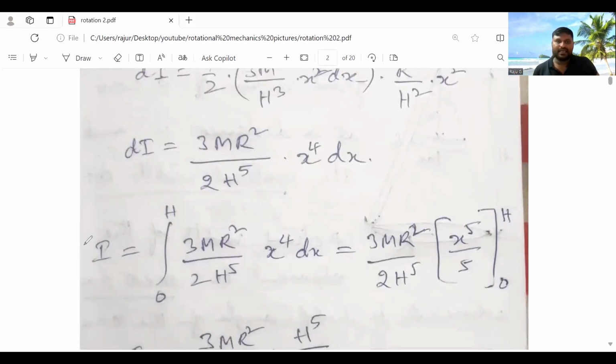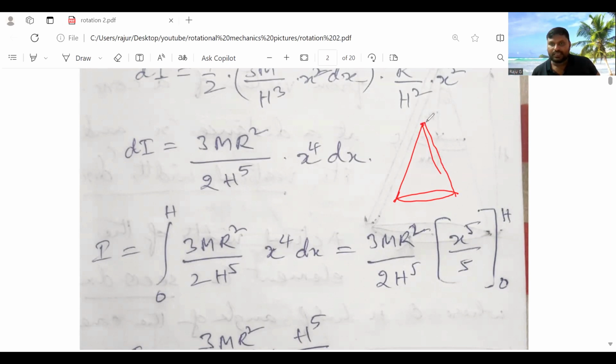If we integrate this di from 0 to h, because x is varying from 0 to h in this cone, x we considered as distance from the vertex of the cone. So when x is equal to 0, the disk is at the vertex of the cone, and when x is equal to h, the disk is at the bottom base of the cone. So as x changes, we will get the different disks. If we add up all those disks, we will get the entire cone. So x is varying from 0 to h.